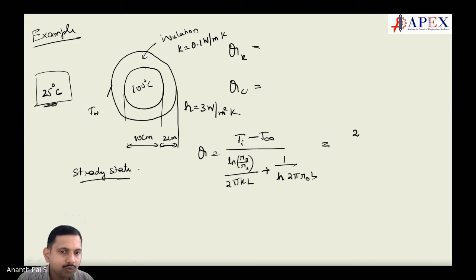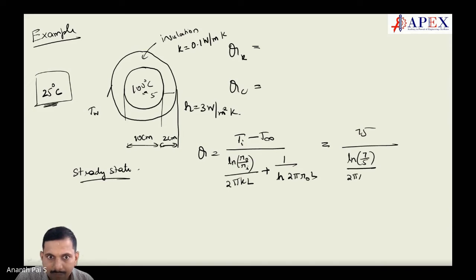So this is given as 10 by 2. You have to understand how it is. This is 5, this is 2. It is 7 by 5. Make sense? Very important to understand that. So it is 100 minus 25, 75, divided by log of 7 by 5, divided by 2 pi into k 0.1, plus 1 by 2 pi into h. So h is 3 into 2 pi into 0.07 into L. L we will take as 1 only, so we'll ignore L because it is the same. Heat transfer per length, 1 meter length. So what is the Q you get?